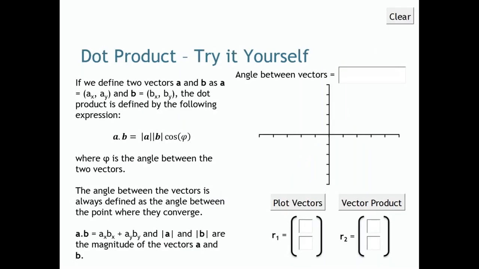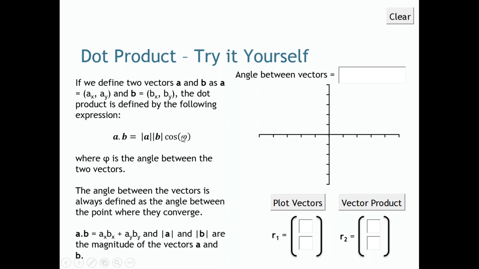Now let's also try this. If we find two vectors A and B, I want everybody to try this. Find two vectors A and B as A is equal to bracket open AX, AY and B is equal to bracket open BX, BY. Then the dot product, or the scalar product, or the inner product, is defined by the following expression: A dot B is equal to magnitude A magnitude B cos phi, where phi is the angle between the two vectors. You can change this to theta, whatever you want, the angle between two vectors.